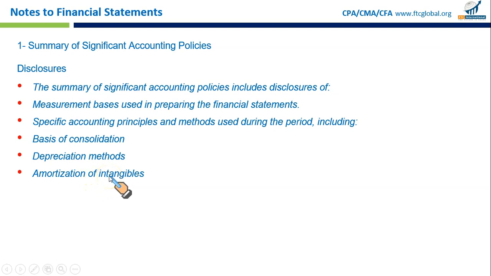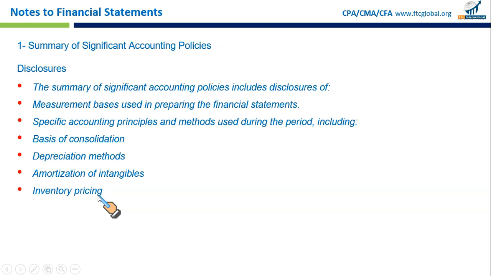Amortization of intangibles. It means how the company gradually writes off the cost of intangible assets, which I'm sure you all know: patents, trademarks. So how do we write them off over time? For example, a company might say our patents are amortized over 10 years using the straight line method. So you have to describe your policies.